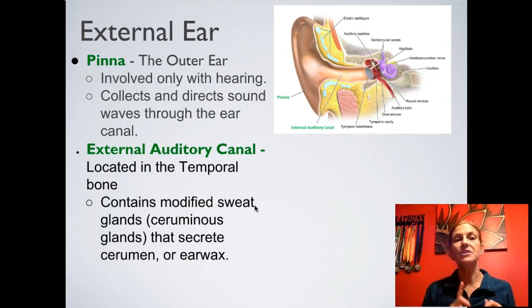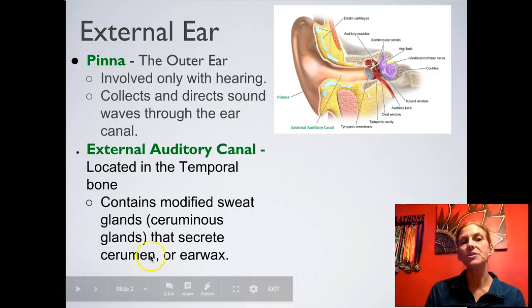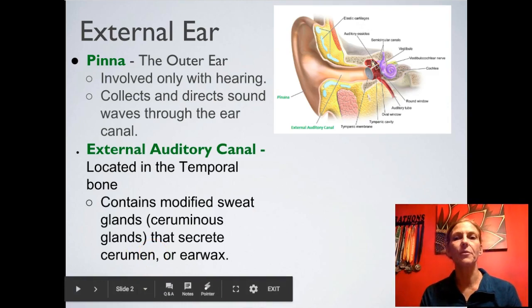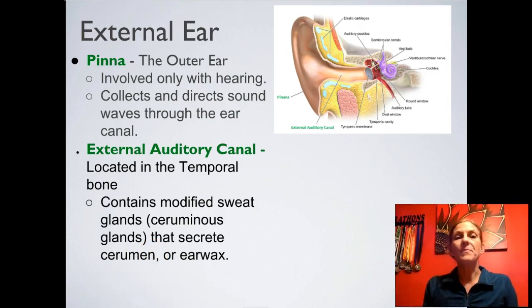So the external auditory canal is lined with a couple things. One, cilia, and two, modified sweat glands. These sweat glands are called ceruminous glands. And what do they make? They make cerumen, thus ceruminous glands. And what cerumen is, is your earwax. So you're familiar with earwax. You get out your Q-tips every day and you clean it out. It's kind of a sticky substance. So anything that is sticky usually is serving a purpose to capture things so they don't get inside of you. So it is a protective function.